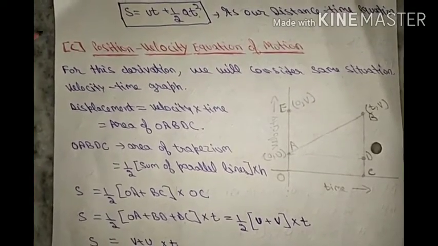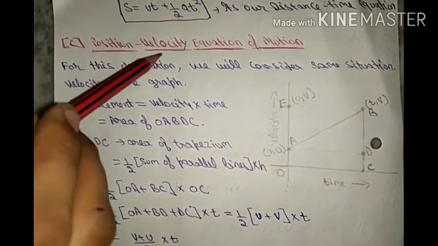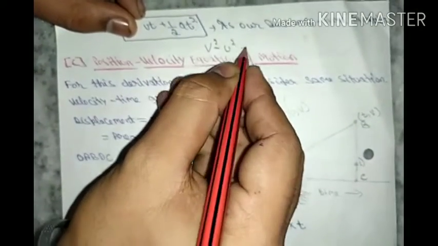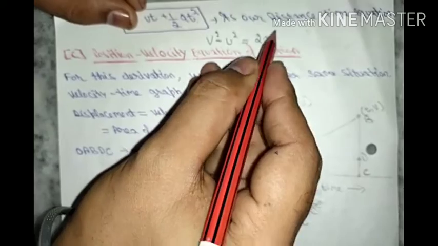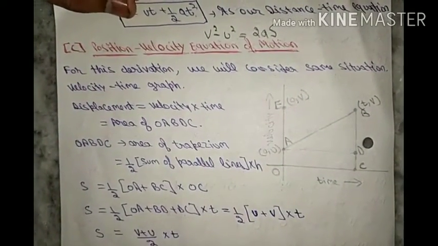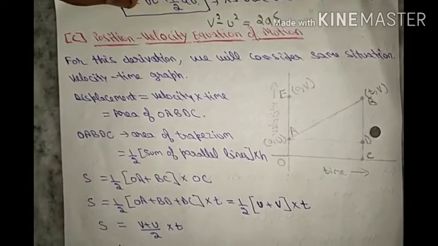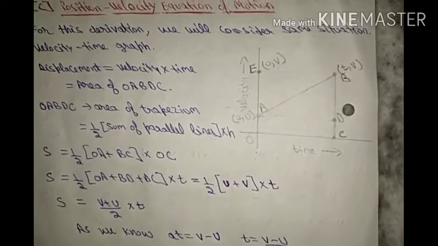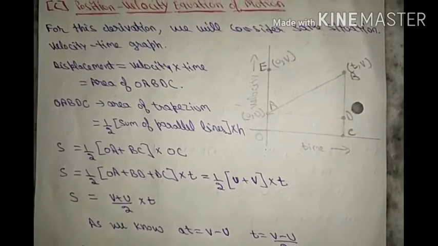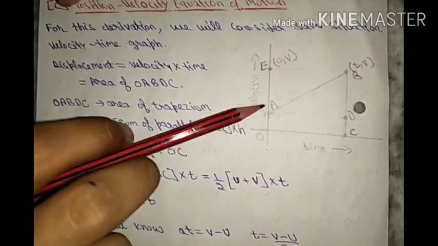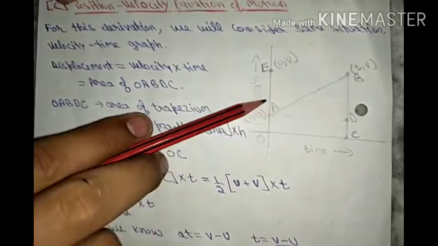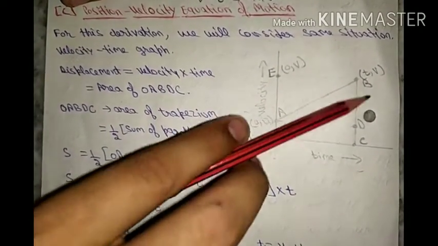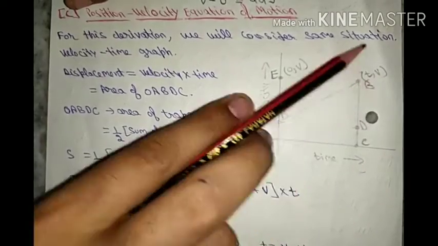So now let's move to the last equation, which is the position velocity equation of motion. If you remember, that is V square minus U square is equal to 2AS. So now we will derive this equation. For this also we consider the same velocity time graph, so it is easy to remember because for all three equations we use the same graph. Initial velocity is u, final velocity is v, and time taken is t. So the coordinates are 0, u and the final coordinates are t, v.